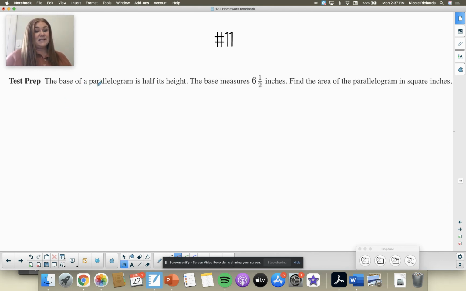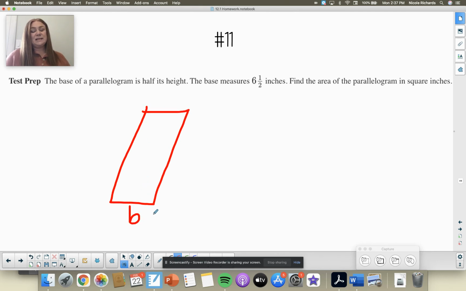This time we have the base of a parallelogram as half the height. So this time we have a skinny, tall parallelogram. So the base is going to be half of the height. So base equals half the height. We know the base is 6.5. I'm going to actually write it as a decimal because I like to work with decimals better than fractions. So I'm going to say that this is 6.5.